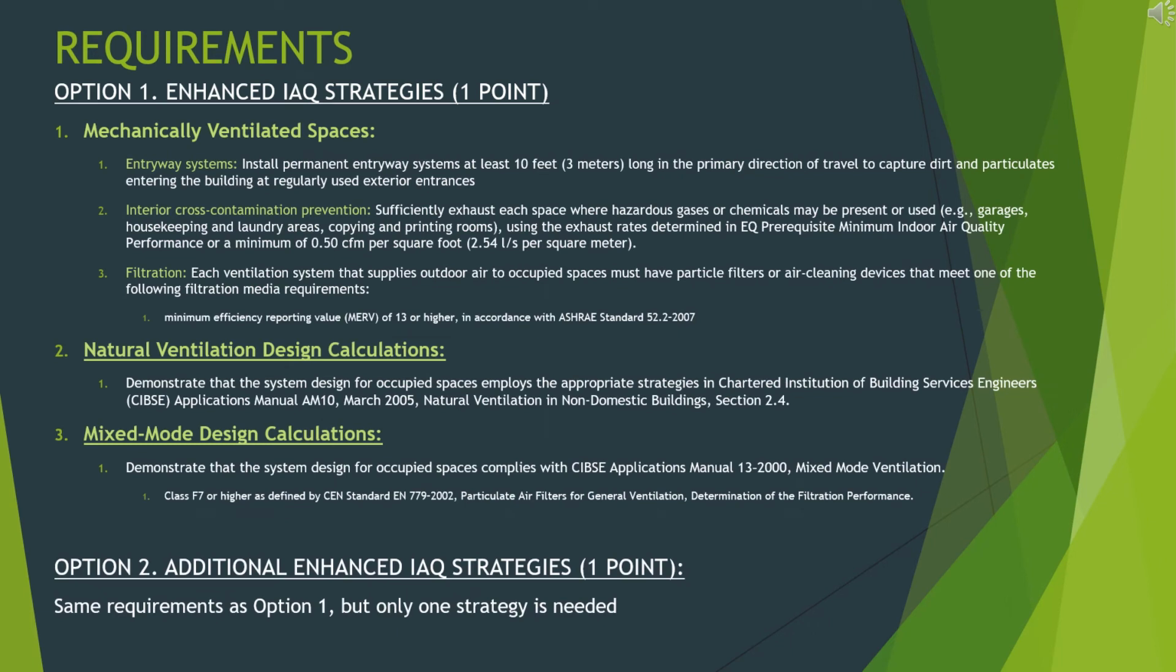There are 2 options to fulfill the requirements for this credit. The first option is the primary enhanced indoor air quality strategies, which consist of mechanically ventilated spaces, naturally ventilated spaces, and mixed mode systems. Option 2 is the additional enhanced indoor air quality strategies. It consists of the same requirements as option 1, but the only difference is that only one of the strategies is required to be used to fulfill this requirement and to earn 1 credit point.